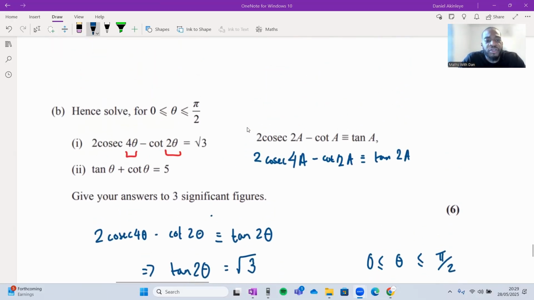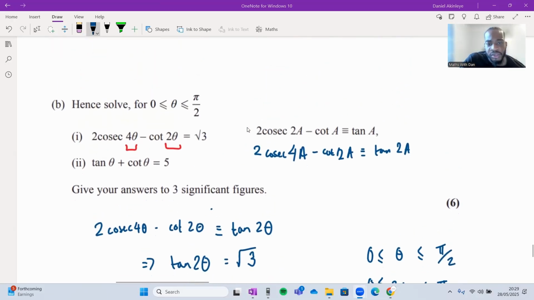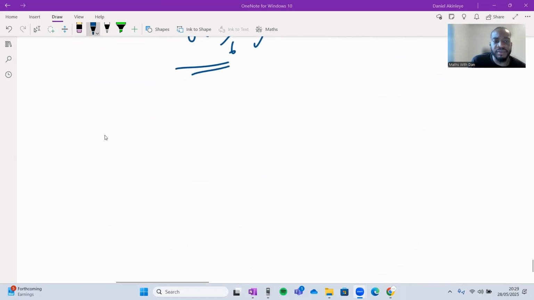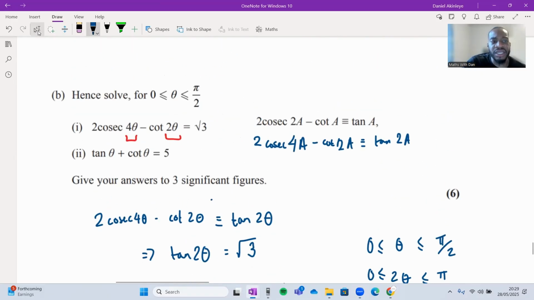Next one. Solve tan theta plus cot theta is equal to 5. What do we do here, do you guys think? This one's a little different, in my opinion. What do you guys think we do here? Let me write that. Tan theta plus cot theta is equal to 5. The question said hence. So we need to use this identity here.